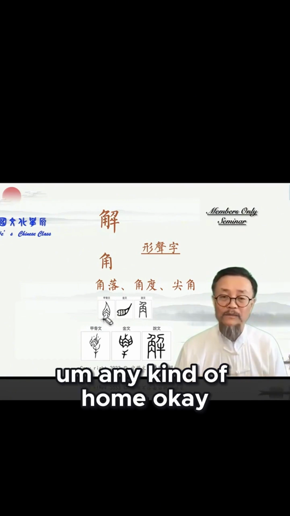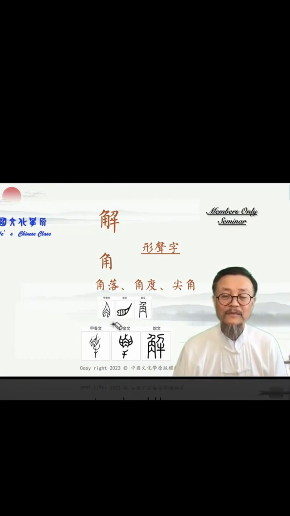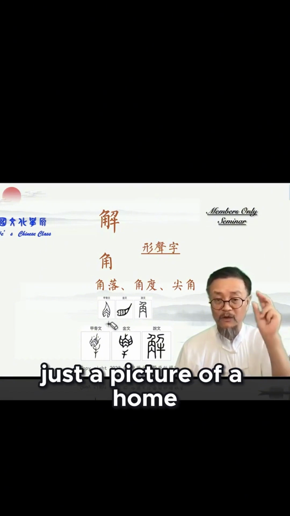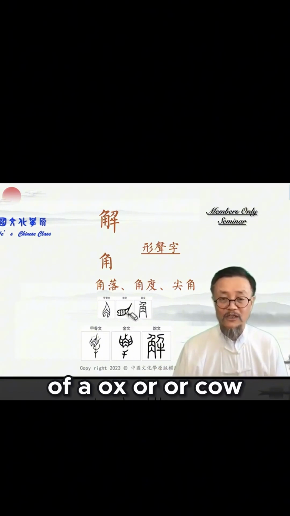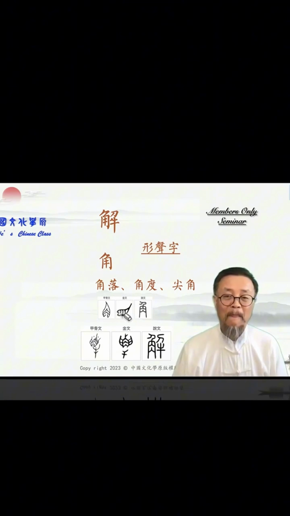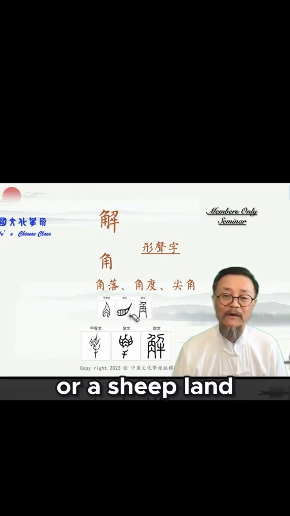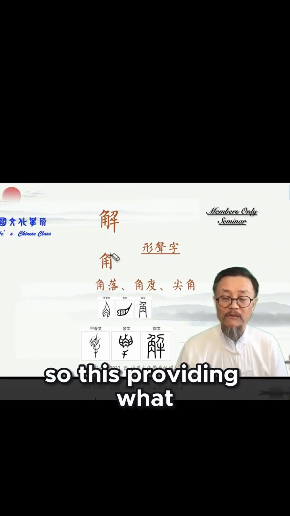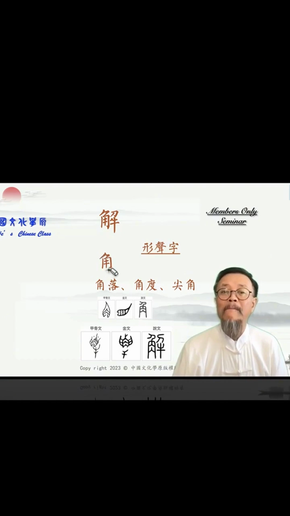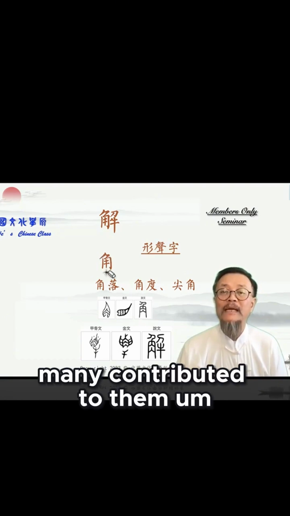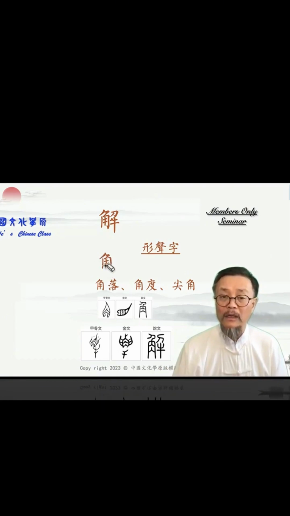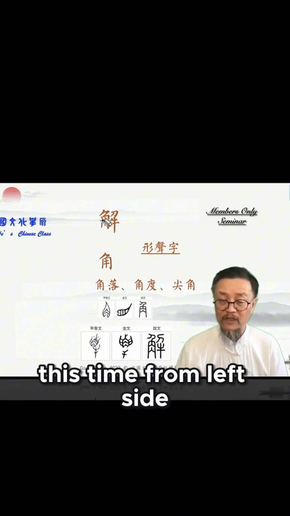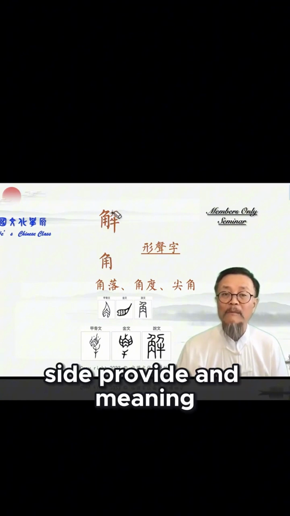Any kind of horn. It's just a picture of the horn of an ox or cow, or a sheep, lamb, all kinds of horn. So this part mainly contributes to the pronunciation. This time from the left side. The right side provides the meaning.